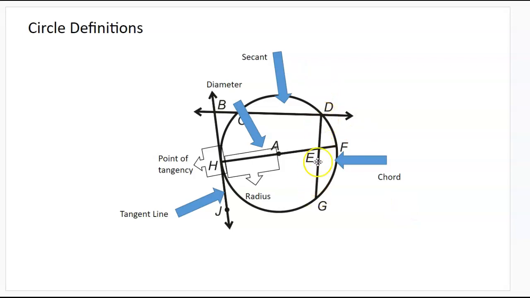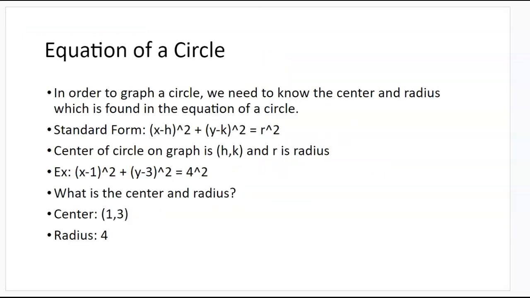The chord is a line segment that has its 2 endpoints on the circumference of the circle. And a tangent line is a line that only has a single point shared with the circle. The point of tangency is where the tangent line touches the circle, and then the radius is half of the diameter. So, just another little quick review.